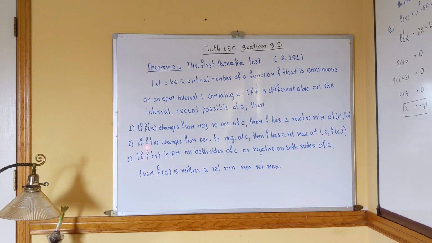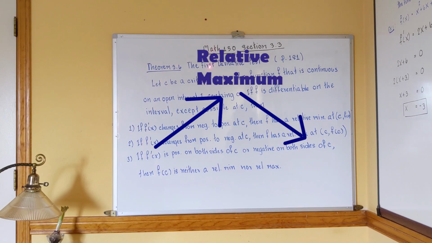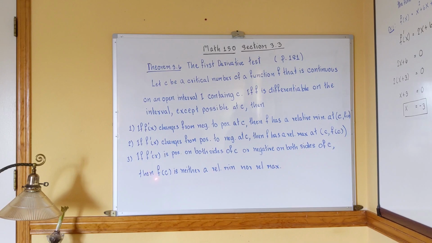Then it will be a minimum. The second case is when f prime of x changes from positive to negative at c, then f has a relative max. Okay, change from positive means it's going up and then coming down. Of course, you're going to have a relative max. The third case, if it doesn't change, then it's neither a relative min nor a relative max. Let's look at the example.